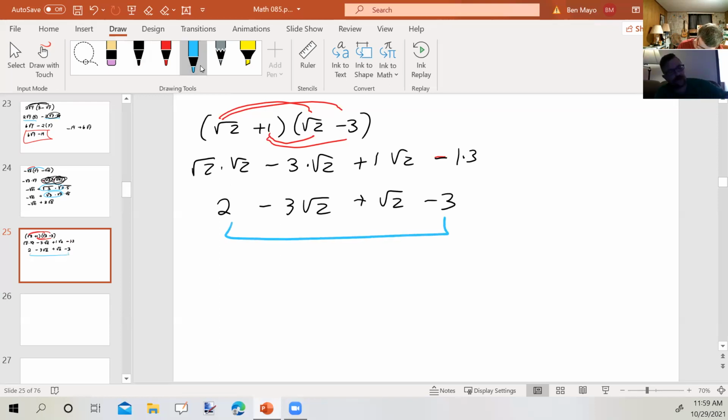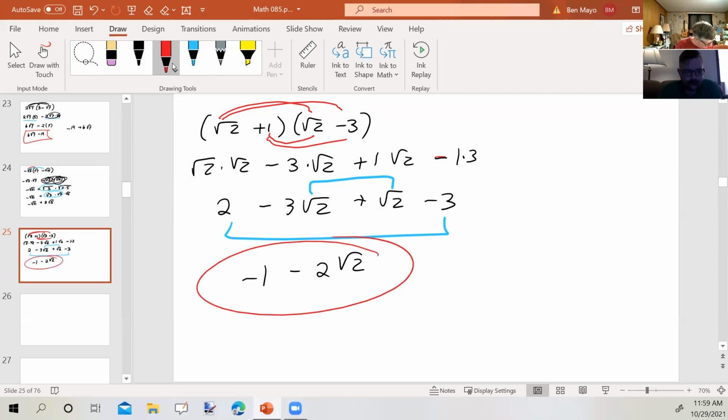These are like terms, and those are like terms. 2 minus 3 is negative 1. Minus 3 square roots of 2 plus 1 square root of 2 is minus 2 square roots of 2. So there's my final answer. Any questions there? So again, FOILing, taking each product, simplifying it as much as I can, looking for like terms.